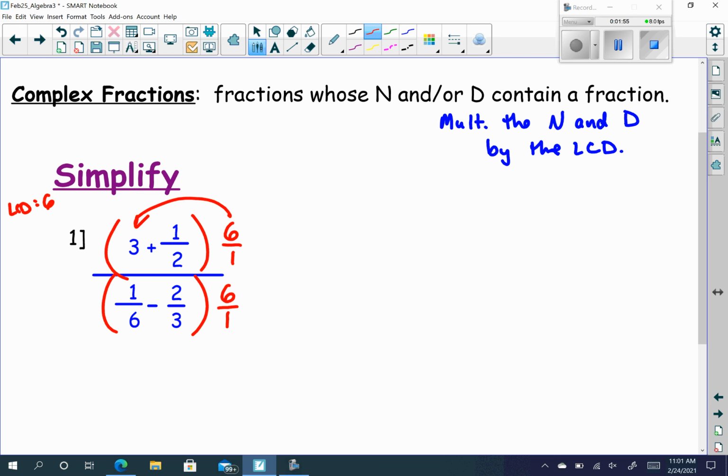So I carefully want to distribute up top. 6 times 3 is 18. 6 times 1/2 is 3. See how nice these numbers are now? Fractions go away. Same thing down here.